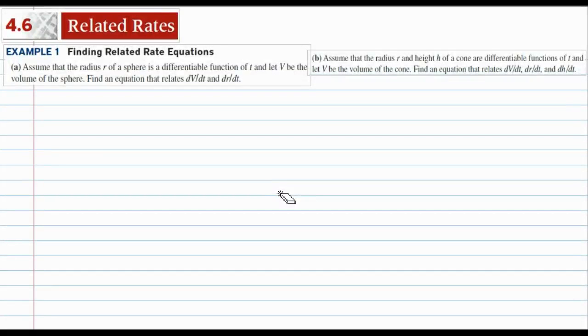This is the screencast for section 4.6, example 1. Related rates. Related rates means that, up until this point, a derivative function may have only had one thing changing in it. Now we're going to have a couple of things changing.